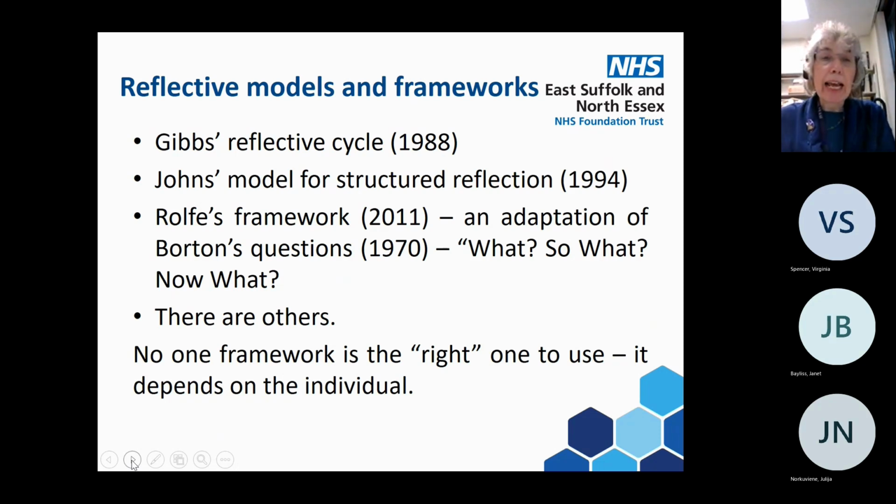Gibbs reflective cycle is probably one of the best known, and it's based on educational psychology literature. Graham Gibbs, Learning by Doing, was published as long ago as 1988. And the nice thing about that one is it's fully available as a textbook on the internet, and you can just Google it. So it really makes it easy to get hold of if you need to.